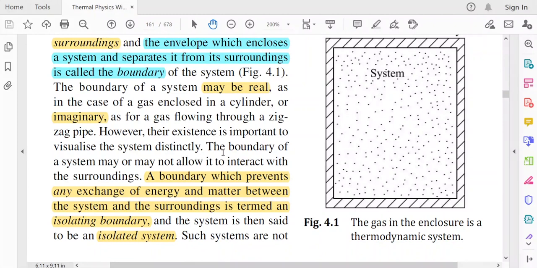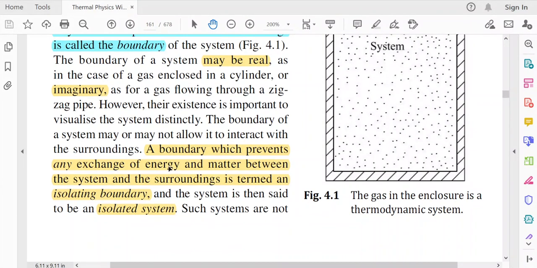And this concept, that is, whether it will allow or not allow interaction with its surroundings, depending on this concept, we can divide the boundary into different categories. For example, let us consider a boundary which prevents any exchange of energy and matter between the system and the surroundings, termed an isolating boundary.